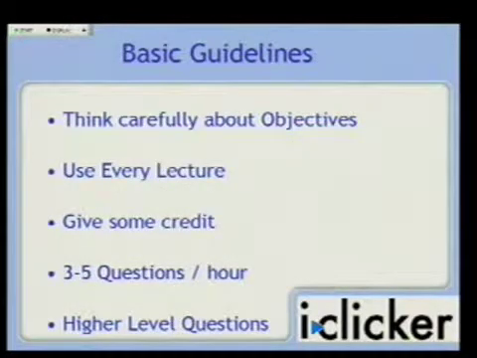So if you're thinking about doing this, here is some advice or basic guidelines, and some of these look more like rules. Of course, every rule has its exception. That's what makes it a good rule, except the first one. This one I don't think. Think carefully about your objectives.